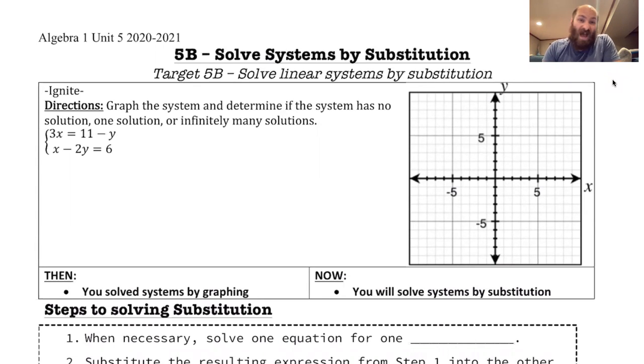Today we're going to be talking about 5B. We're going to solve systems of equations, but we're going to do it with a process called substitution. Graphing equations is a nice way of being able to see the solution. You see why we call it that. It's when the two lines are crossing each other.